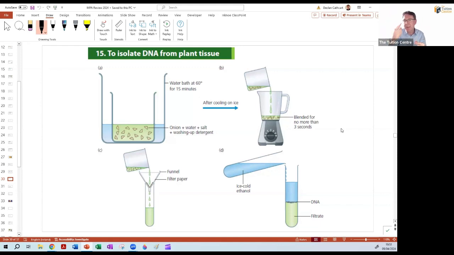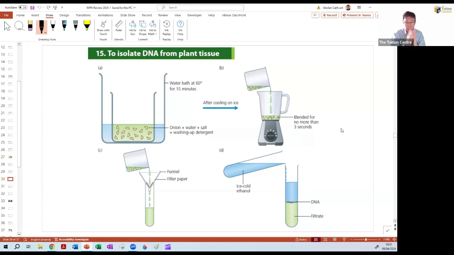There's another thing, and be careful about this. It's a bit misleading in some marking schemes or some textbooks. They say that the reason that the DNA comes out of solution is because the ethanol dehydrates the DNA. Kind of a bit of a fudge.